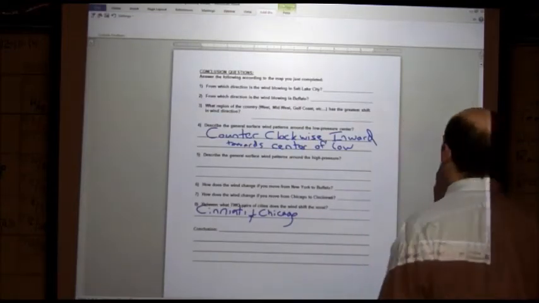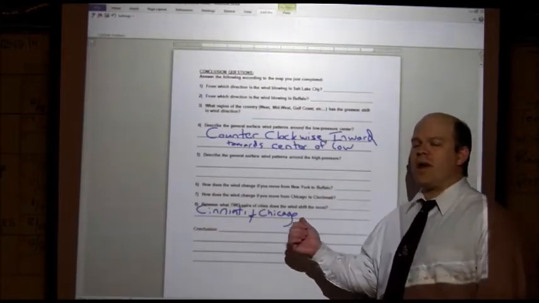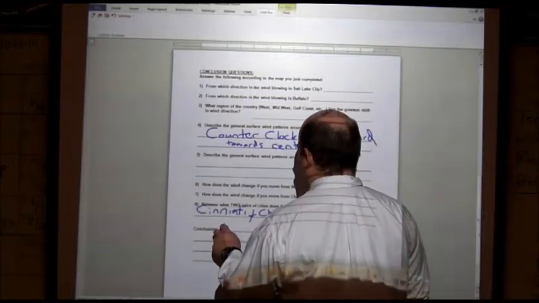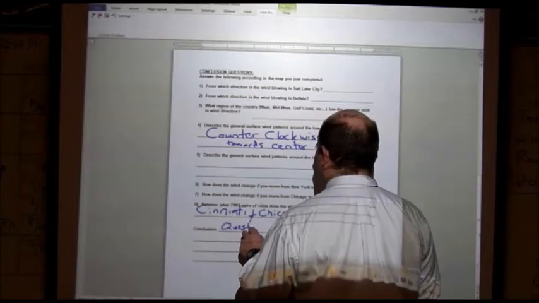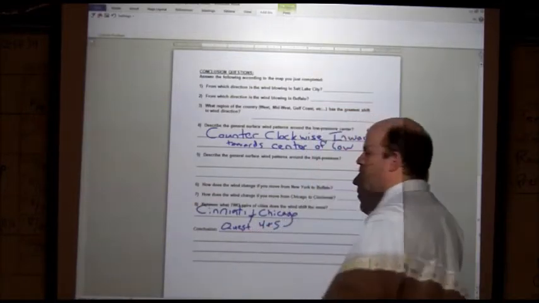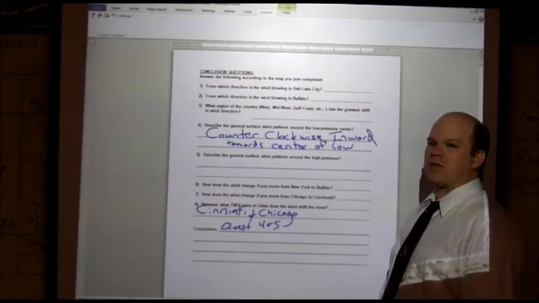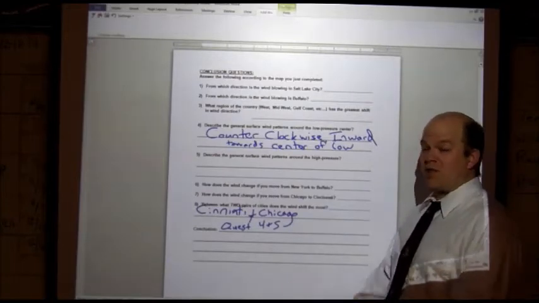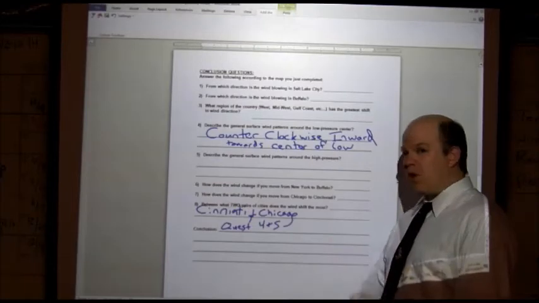Okay, so the conclusion. This one is to describe the wind pressure, the surface winds around high and low pressure. So, for this one, it's questions 4 and 5 that you're rewriting. Four and 5 together, describing high and low pressure. Pretty simple. You should be able to get that. And if you do have significant issues on any of these conclusion questions, it's okay. I'll go over them tomorrow.